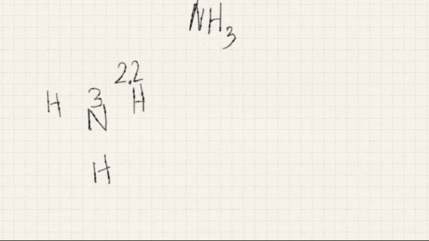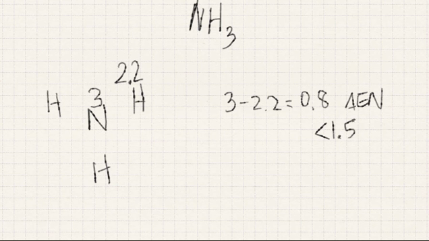Remember that there is a pattern on the periodic table. With lithium, it starts with 1 and then increases by 0.5 as you go to the right of the periodic table. So are there bonds between the nitrogens and the hydrogens? Are these covalent? So let's look at the electronegativity difference. So 3 minus 2.2 equals 0.8. That's the delta electronegativity, and this is less than 1.5. If the difference is less than 1.5, then it is covalent.